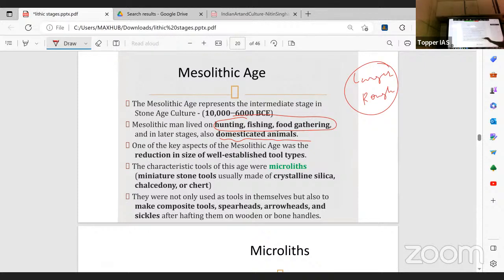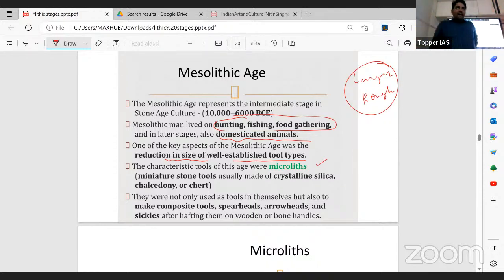So here the size was reduced. Okay, right? And they were called microliths, right? The size of stone tools reduced, and the characteristic tools of this age were called microliths. Microliths means miniature size stone tools. Okay, so that is the major characteristic of the Mesolithic period.